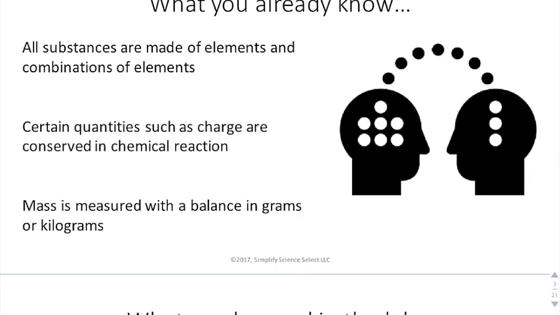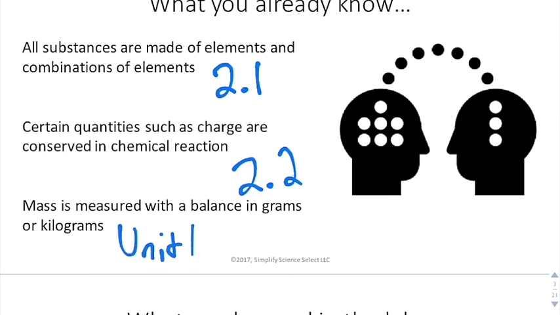So, what you should already know from the first lesson cycle, say 2.1, is that all substances are made of elements and combinations of elements. You should also learn in 2.2 that certain things like charge are conserved in a chemical reaction, and you should know from Unit 1 or second grade that mass is measured with a balance in grams.